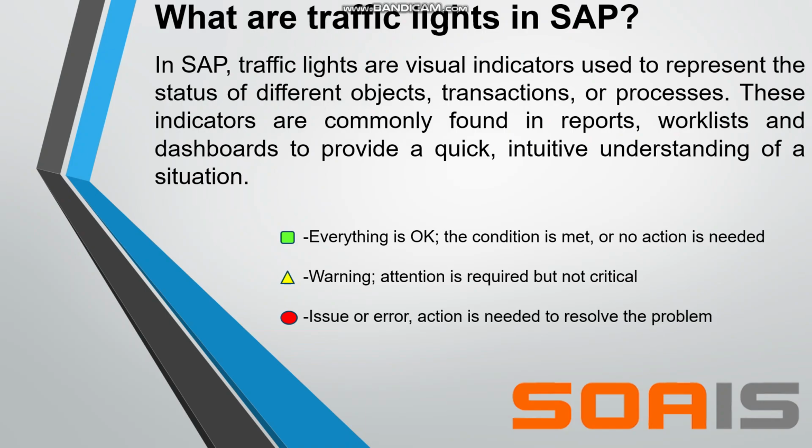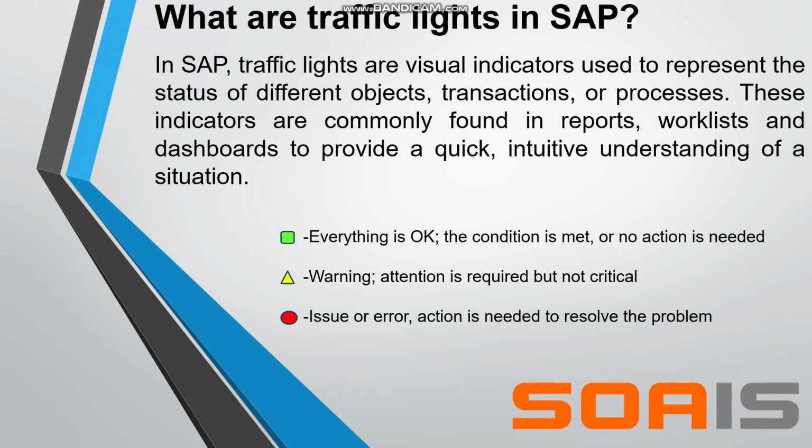In SAP, traffic lights are visual indicators used to represent the status of different objects, transactions or processes. These indicators are commonly found in reports, work lists and dashboards to provide a quick, intuitive understanding of a situation. In SAP, there are three colors of traffic lights available.